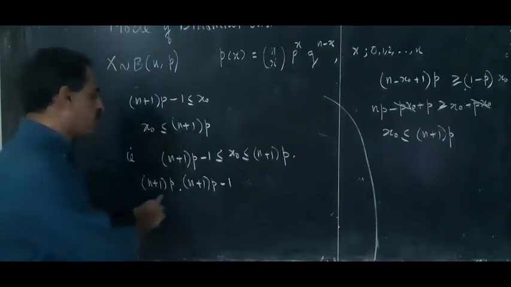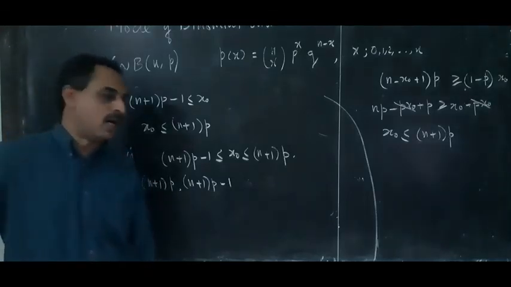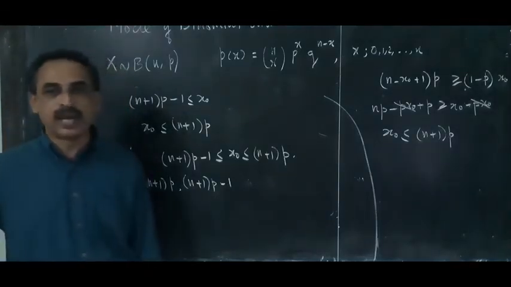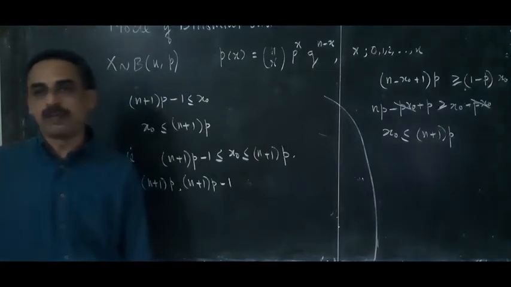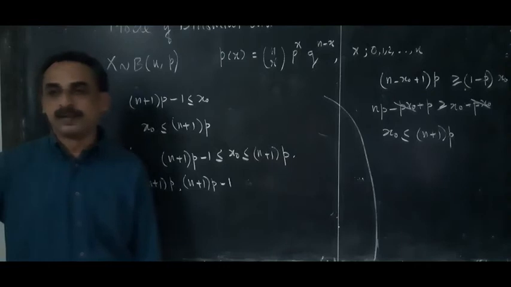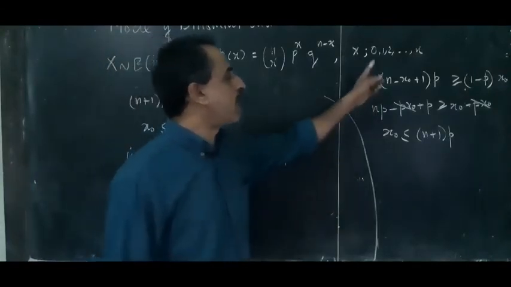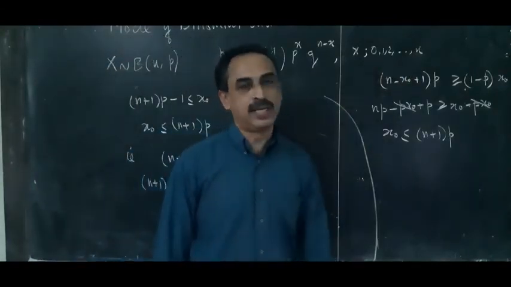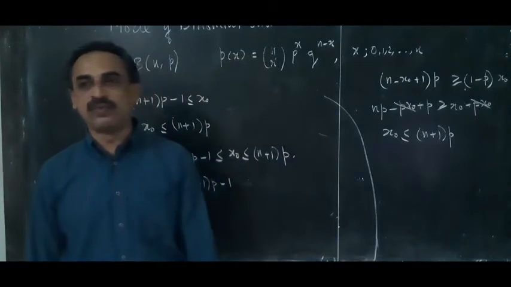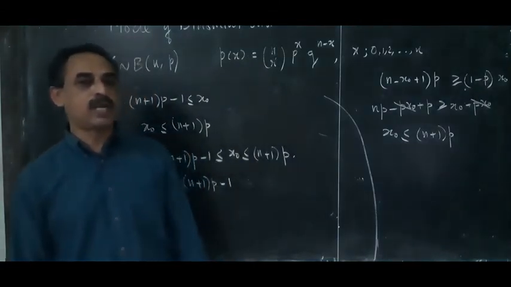So when these two are whole numbers, the modes of the binomial distribution are (n+1)p and (n+1)p − 1. Because the mode of a binomial distribution has to be necessarily a whole number. As I told you earlier, the mode of a binomial distribution is one among the values 0, 1, etc., up to n, the value of the variable where the probability becomes highest. So it must be a whole number.